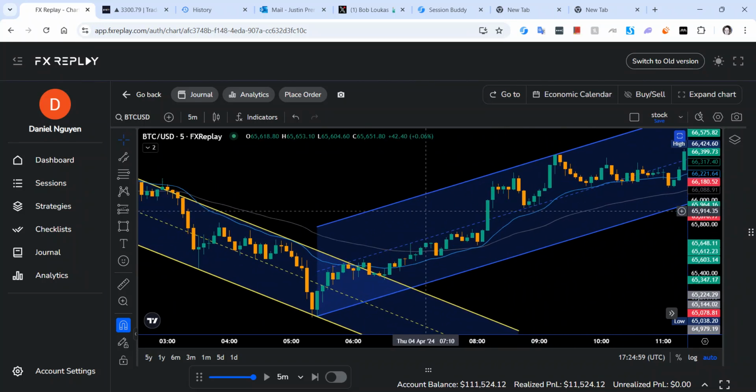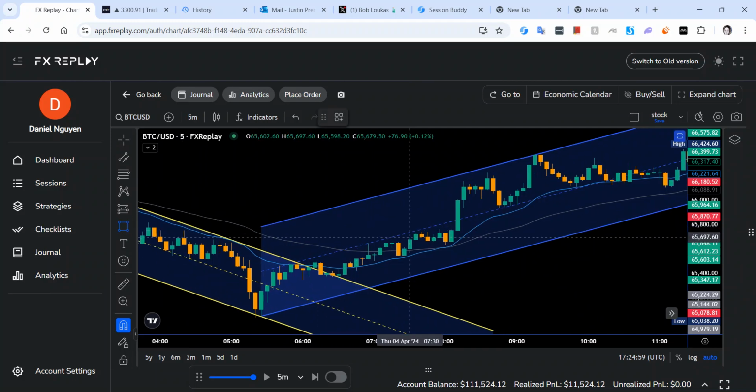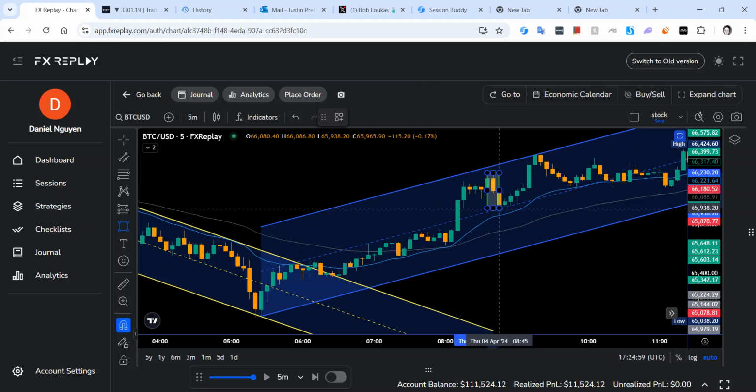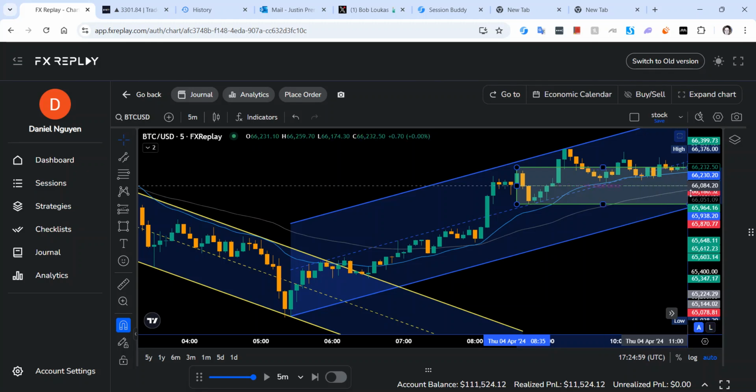What we're going to have a look at here is one zone pullback area that I think is worth drawing in. We had this nice strong move up where it expands. We get a decent push up and we create a zone here. The zone comes from the pullback in an uptrend. So we're trending up, we have a nice move up, and we get this pullback here, which forms a zone for us.